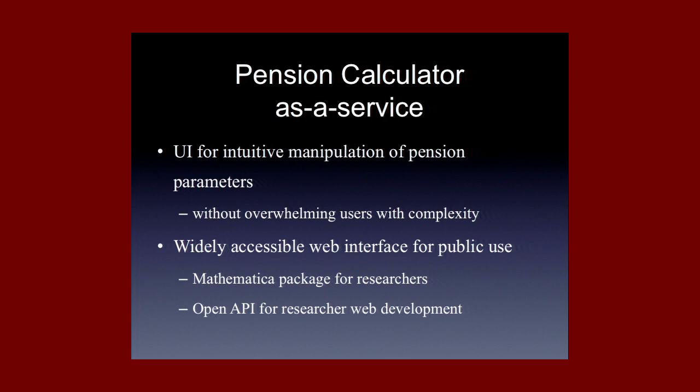So this means that we want to have non-experts analyzing pensions. That means we need a UI that gives intuitive control of the pension parameters. And as you can imagine, pensions are very complex, so we don't want to overwhelm users with the massive complexity that we've seen from the pension systems. So our idea is to present a widely accessible web interface for public use, and then we're going to have a Mathematica package for researchers, as well as an open API for web development or for web access of researchers as well.